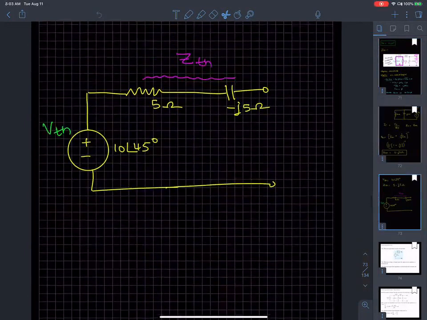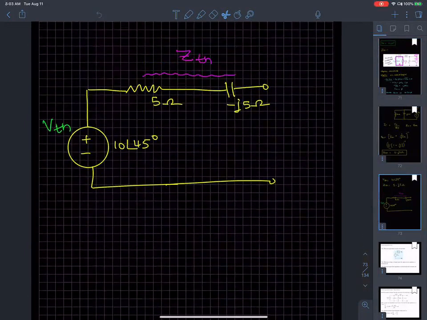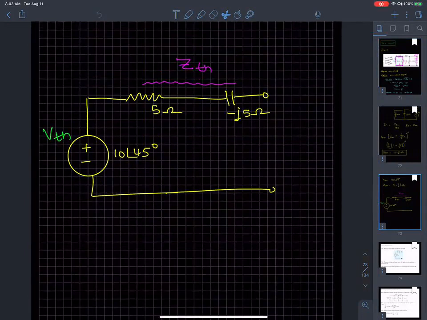Hence we have the Thevenin's equivalent circuit. Okay, so this is what we did in the last class. And along this process, we used the conversion process, how to convert from time domain to complex numbers, from time domain to phasor, phasor to rectangular, rectangular to phasor or polar form, okay? We did that back and forth conversion.